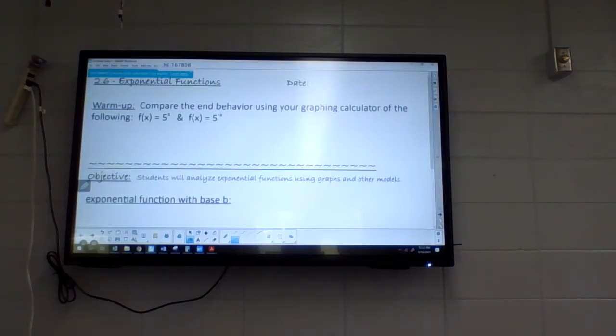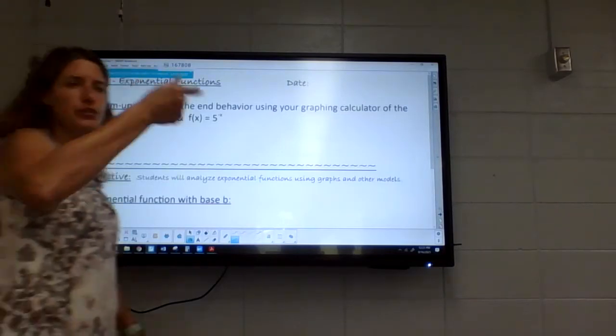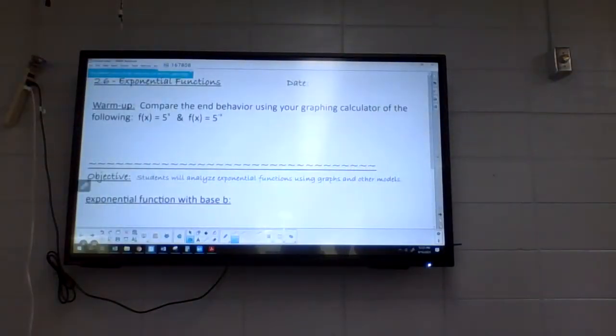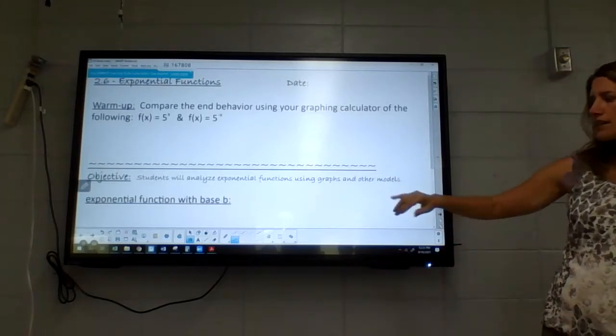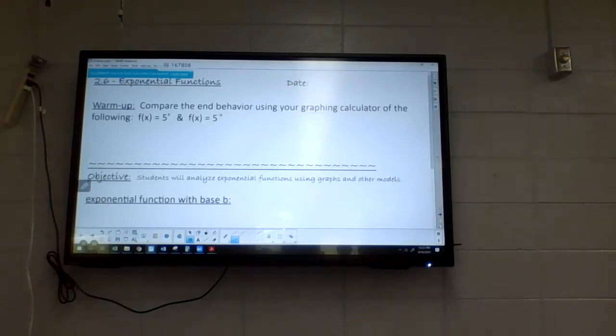Okay. So the warm-up question wants you to talk about the end behavior of these two graphs. So 5 to the x and 5 to the negative x. So one of the things that we haven't really done yet is put two graphs on the same graph table so that you can compare them as they go. Typically, they'll graph them in the order you put them in. So you have to watch as they're graphing and make sure you notice which one gets graphed first, whereas some of you guys have pretty graphing calculators with colors, and so it'll be different colors for you, which is nice.